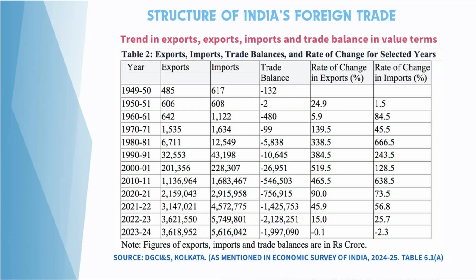In the early 2000s, the trade dynamics continued to expand. In 2000-2001, exports were valued at 2,01,356 crore, while imports were 2,28,307 crore, resulting in a trade deficit of 26,951 crore. This period saw significant growth driven by globalization and increased integration of the Indian economy into the world economy.